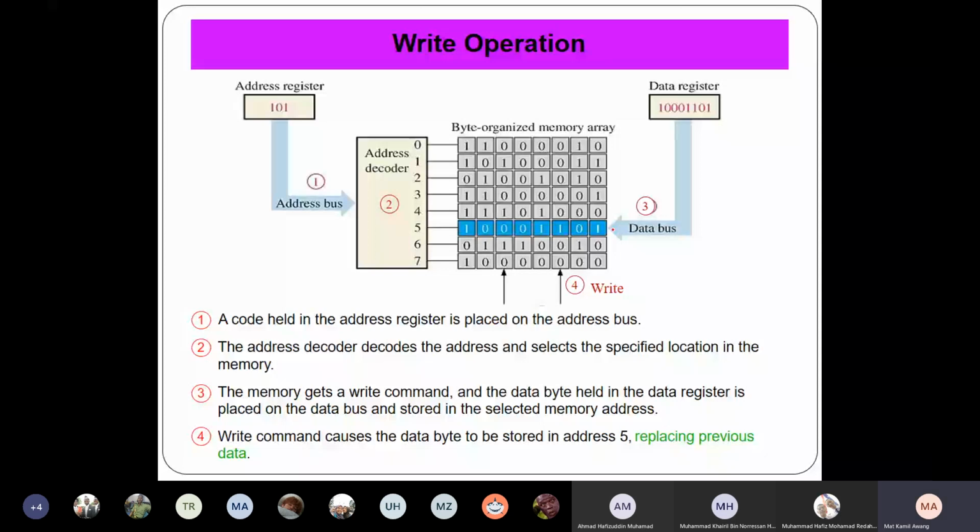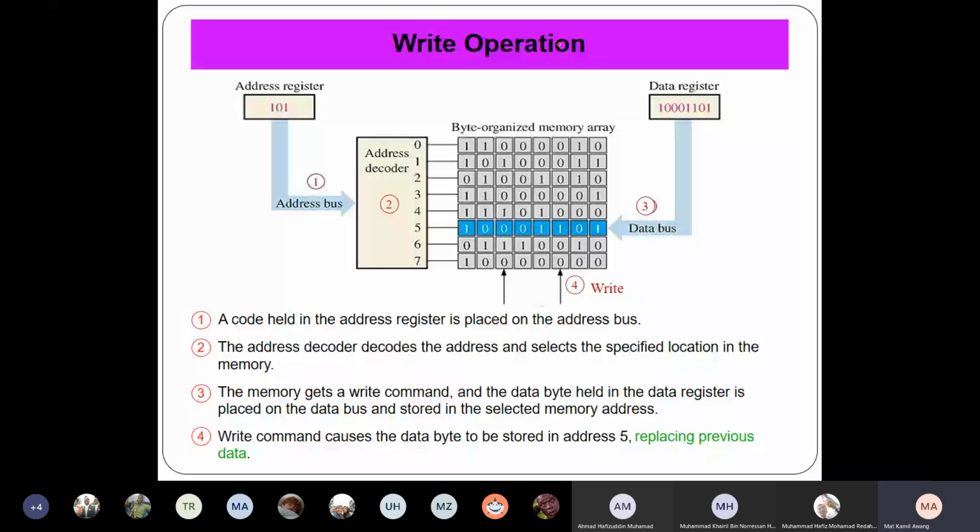So 1001101 here, 1001101. Then, since this is high, the write line is high, therefore the data 10001101 is written at this address 5. And the previous data here is gone, replaced by this data. So that is how the write operation is being done.